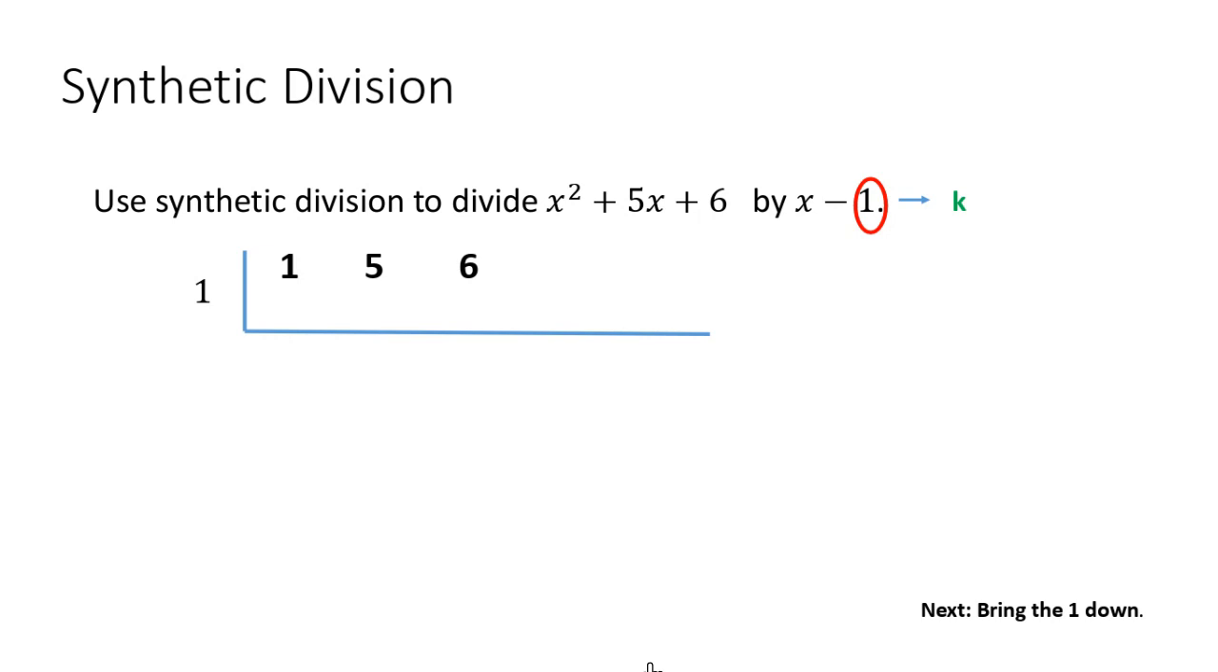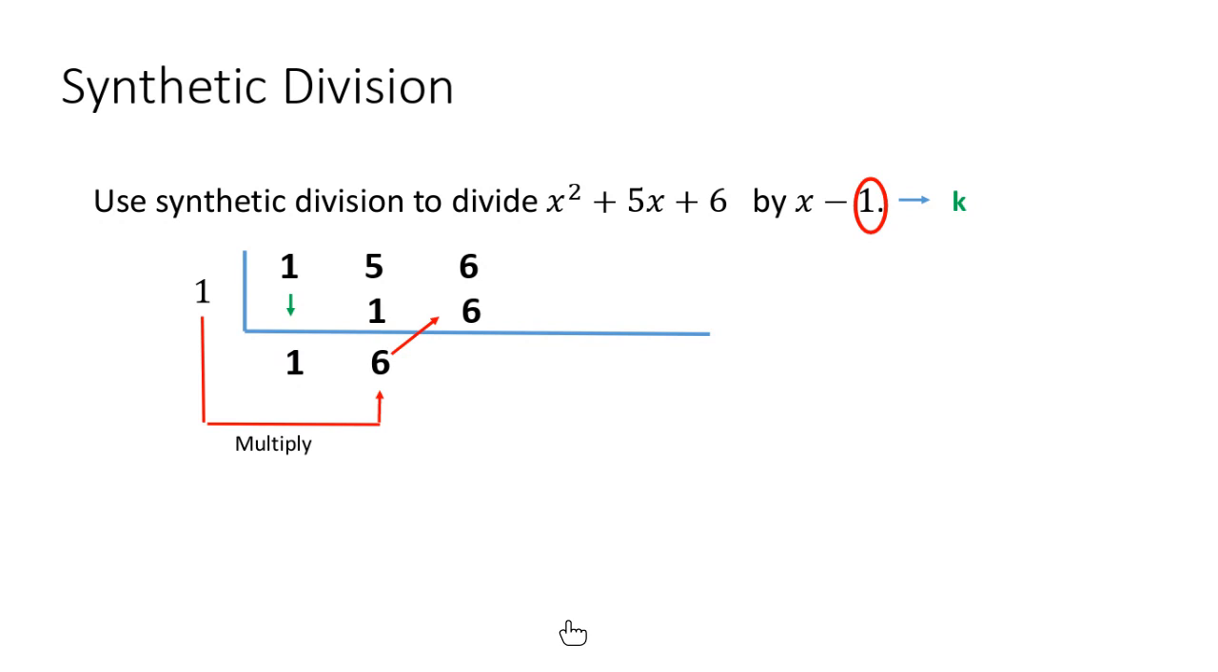The next thing we want to do is bring down the 1. We just bring it straight down. Then the next step is to multiply 1 times 1, and whatever answer you get, we place below the 5. So 1 times 1 is 1. Then the next step is to add these two numbers: 5 plus 1 gives me a 6. Then we start the process again. We multiply 1 times 6, which is 6, and I place my answer up here. Now we add them: 6 plus 6 is 12. Okay, so that is the process of the synthetic division.